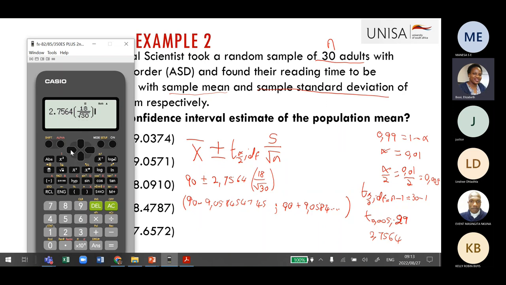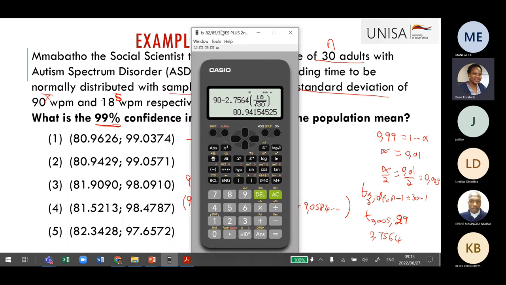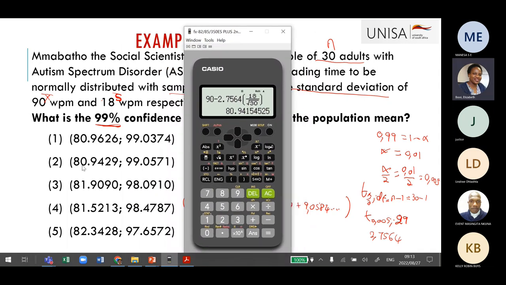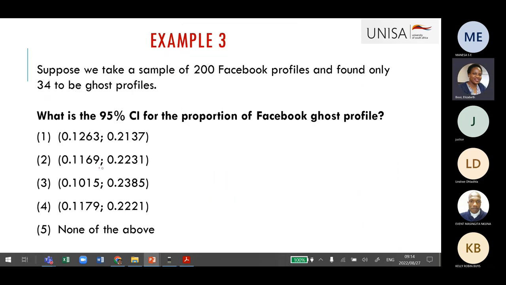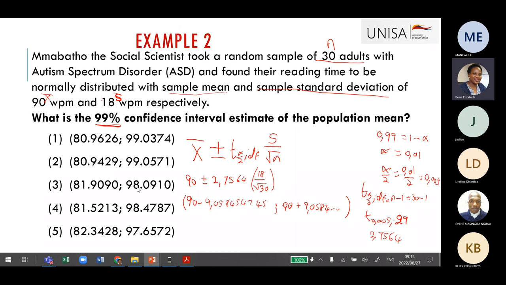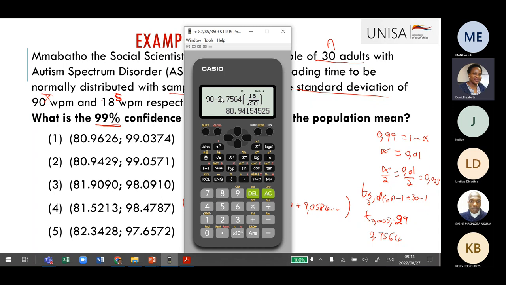And because I am relying on my calculator, which has all the capabilities, I can just use 90 minus 2 comma. That gives me my lower limit, we can just look for the answer, 8,09415. So 8,094. I guess my answers here don't correspond with this, but this might be the right one. And I'm going to assume that they used 2.58 to answer this one, which is why the answer there is not correct, but number two would have been the closest.